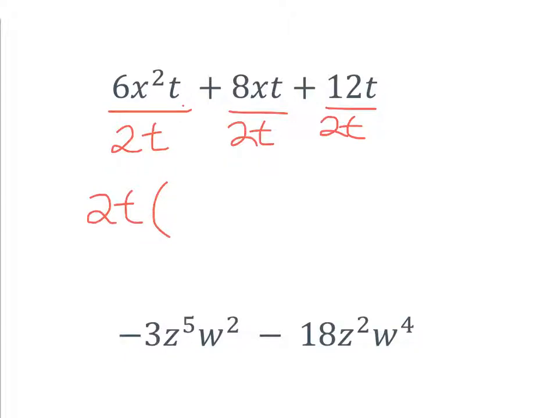So 6x squared t divided by 2t leaves me with 3x squared. 8xt divided by 2t leaves me with 4x. And then 12t divided by 2t is just 6. And I'm done. And again, you can always distribute it back.